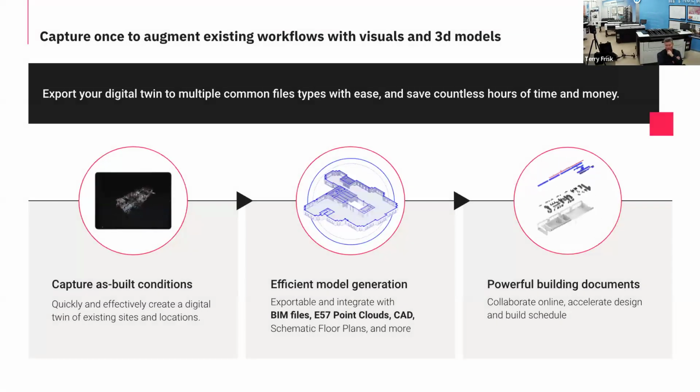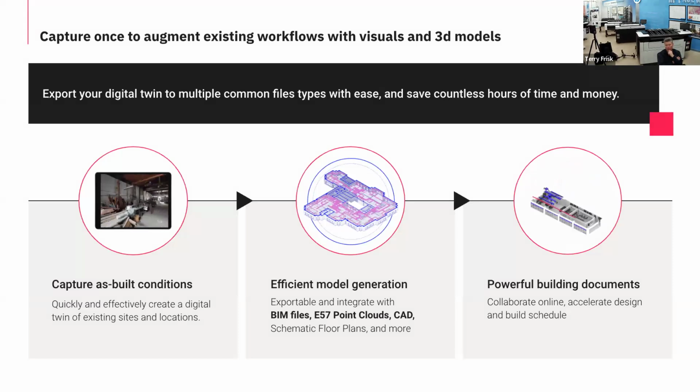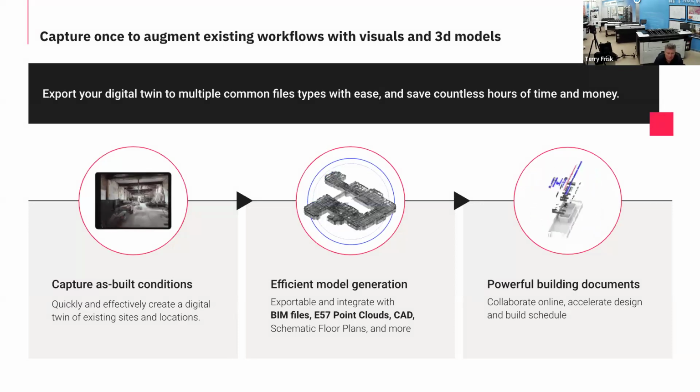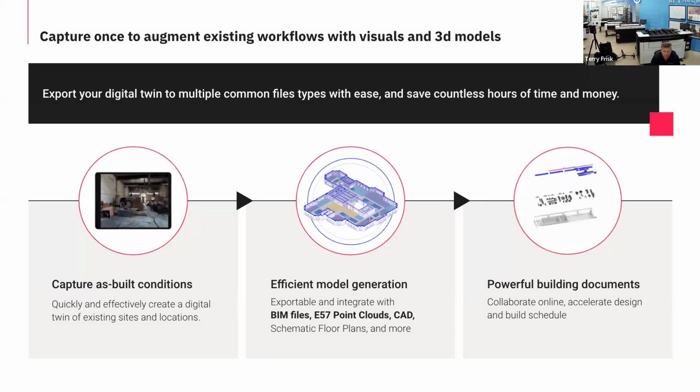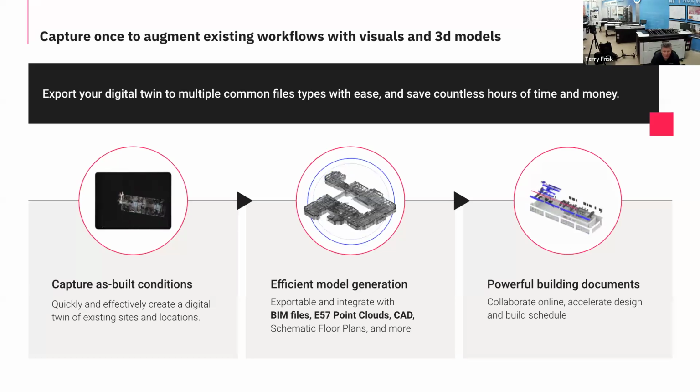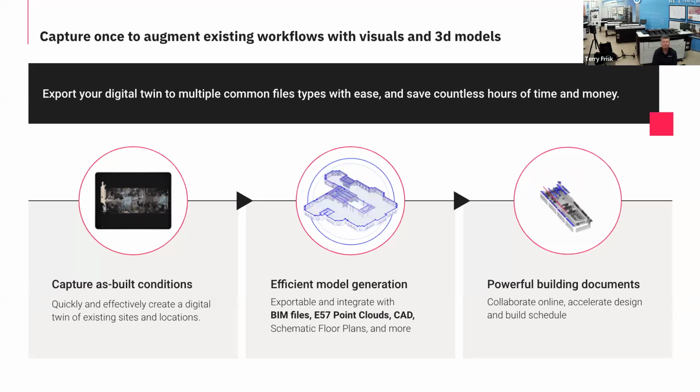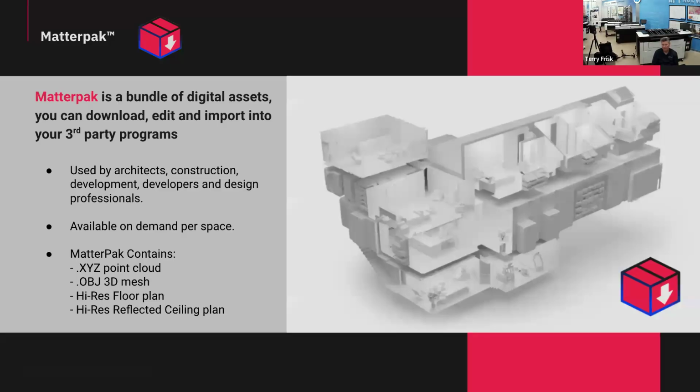And it's very easy to integrate all of this into your workflow. So the whole process is as simple as you see on the screen. You capture the as-built condition, you capture the space, then you can extract all the necessary information that you need thanks to the BIM file or the E57 or the point clouds or the CAD file. And then you're left with powerful building documents that give you a lot of information about the building that you scanned. So the Matterpack is a series of downloadable assets, basically a point cloud in XYZ that you're going to be able to integrate into third-party software.